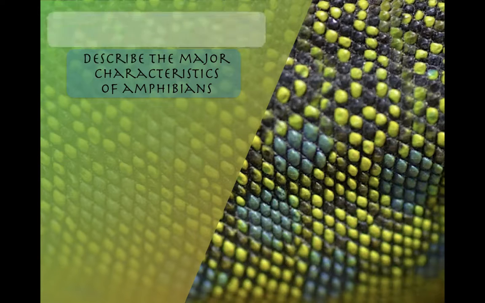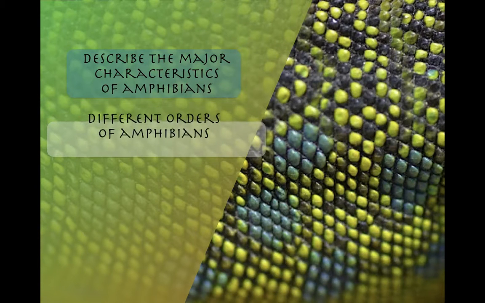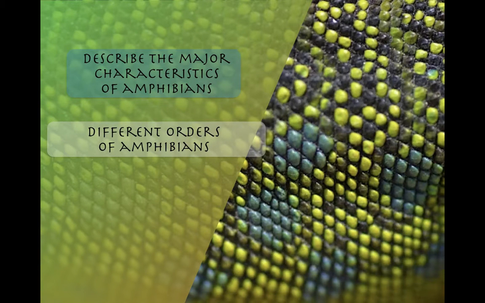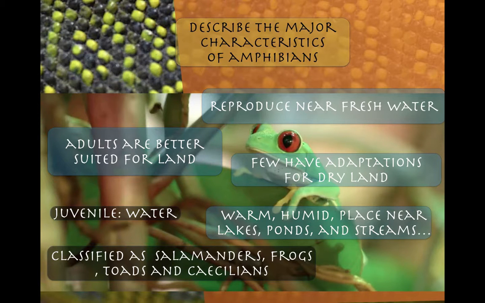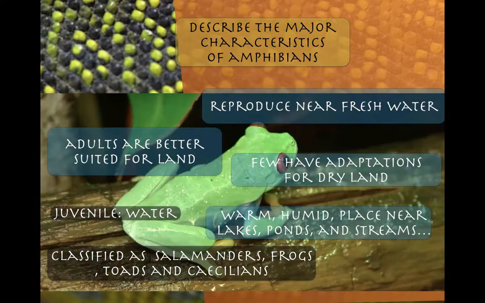So here are some of the objectives that we want to cover in this video. We're going to describe the major characteristics of amphibians, different orders of amphibians, and then finally we'll finish up with amphibian metamorphosis. Okay, so let's describe some of the major characteristics for amphibians. Here I have them listed, and you can write these out in your notes.